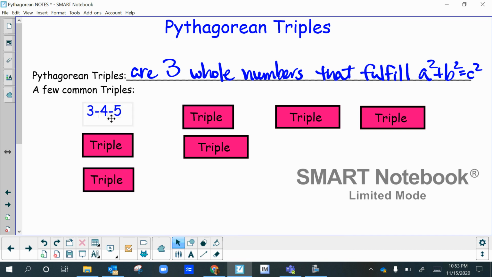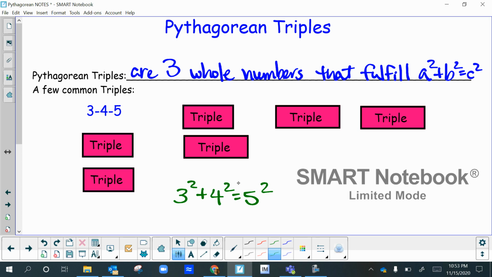So for instance, 3, 4, and 5. If I were to plug 3, 4, and 5 into the formula, I'll do that real quick: 3 squared plus 4 squared equals 5 squared, and I'll put a question mark at first. You're going to see how it does work out. So 3 squared is 9 plus 16, and that's 25. 9 plus 16 is 25. So clearly, you see how it satisfies the Pythagorean theorem's formula.